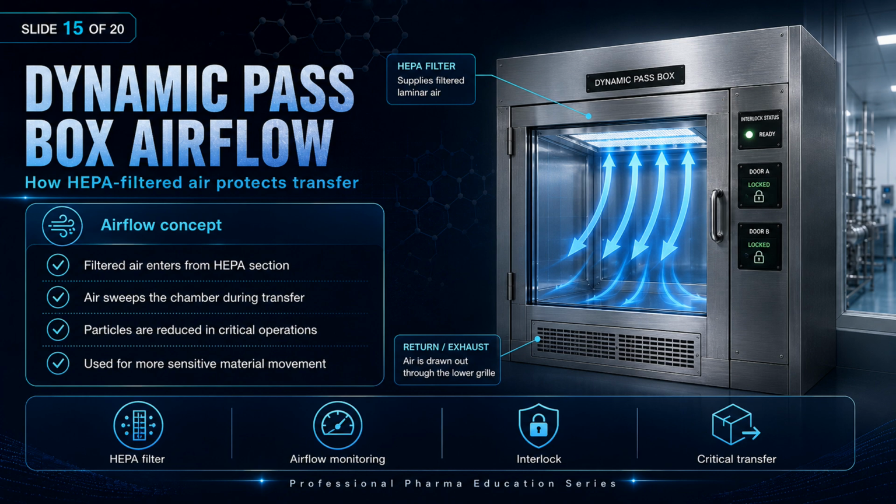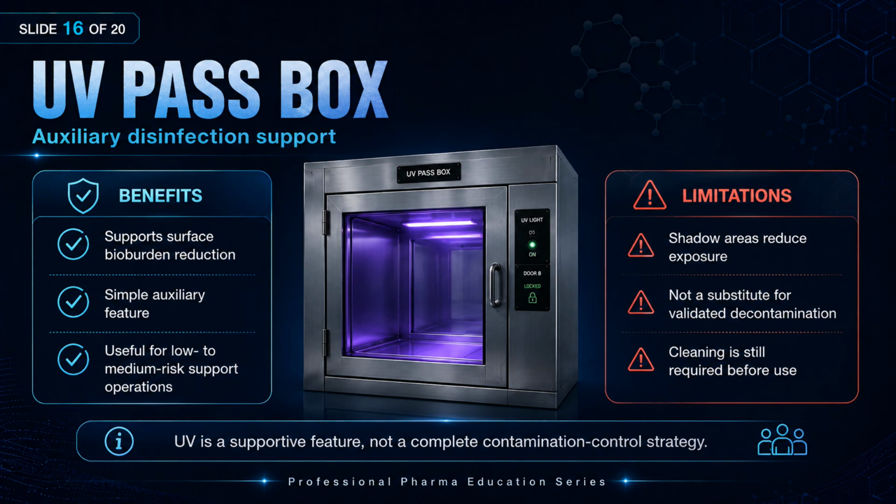UV pass box. Can ultraviolet light alone provide complete decontamination inside a pharmaceutical pass box? UV radiation can reduce surface bioburden on directly exposed areas, but shadowing, lamp aging, surface contamination, and limited penetration prevent it from replacing validated cleaning or VHP biodecontamination.